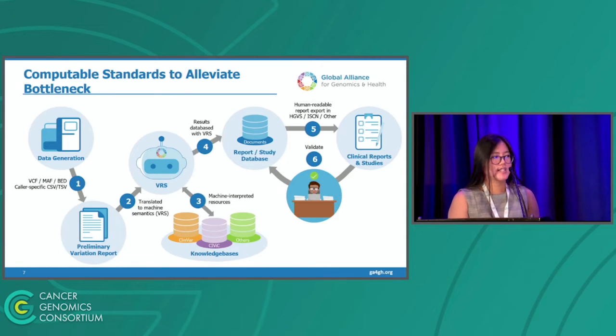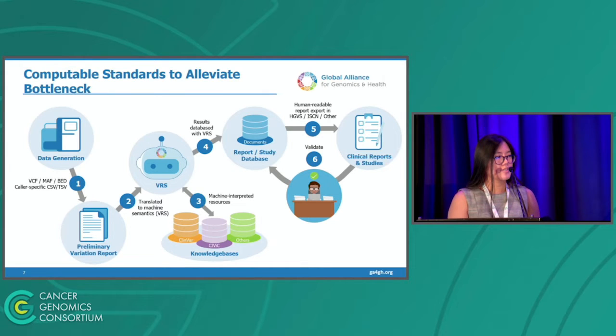Here we can see a very similar diagram as before. However, now this includes VRS. Step 1 is the same. However, the labor-intensive steps are now replaced by VRS. So in step 2, we translate to machine semantics using VRS computable representations. And in step 3, we can use these VRS computable representations to help us do the mappings to the heterogeneous knowledge bases and data sets.